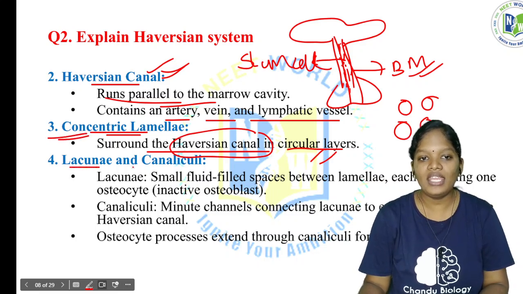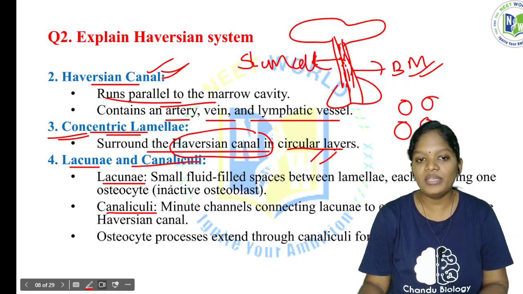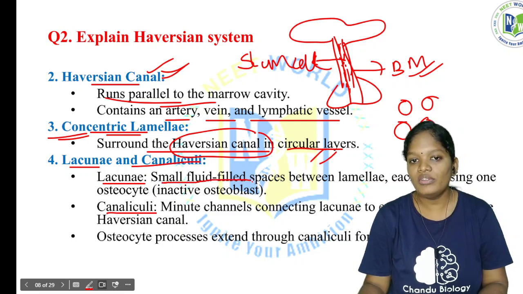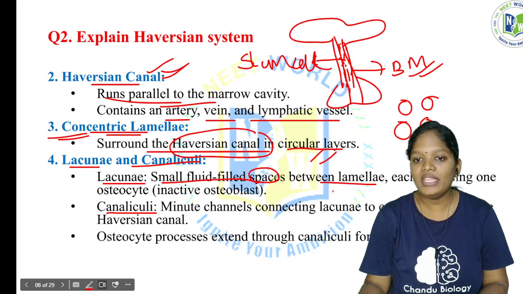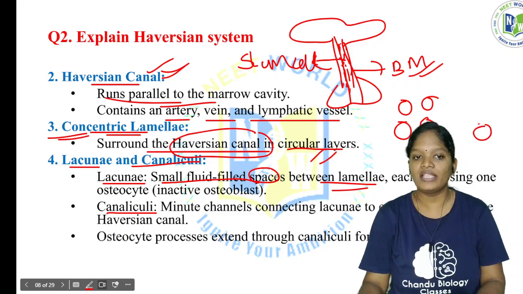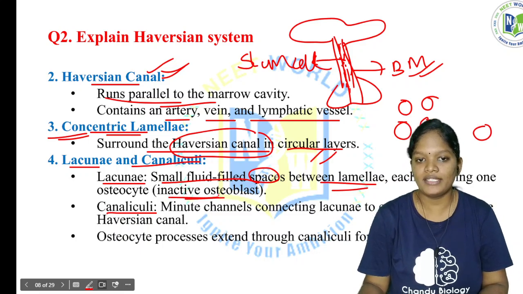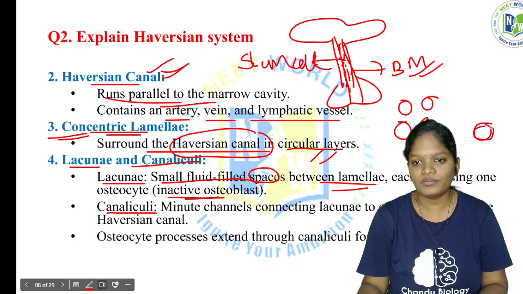So the lacunae and the canaliculi. This lacunae and canaliculi are very important. Lacunae are small fluid filled spaces between the lamellae, each enclosing one osteocyte. See, this is an osteocyte. And what is the difference between osteocyte and osteoblast? Osteocyte is considered an inactive osteoblast. See, this is enclosing one osteocyte.